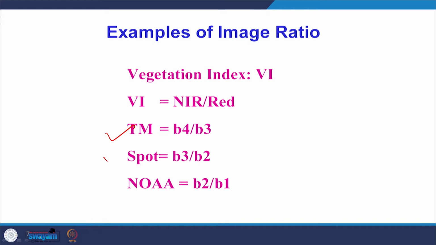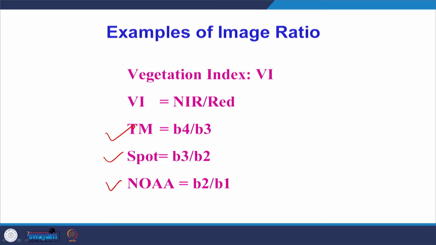If I take the SPOT satellite data, then B3 divided by B2. The B3 band is close to the near infrared band and the B2 band is close to the red band. If I take the NOAA AVHRR data, then B2 divided by B1. So different bands are used depending upon the nomenclature of that band, but the generalized form is the near infrared band divided by the red band.